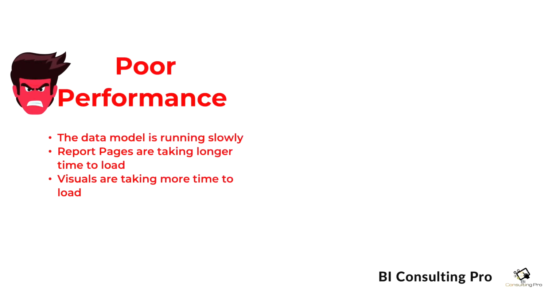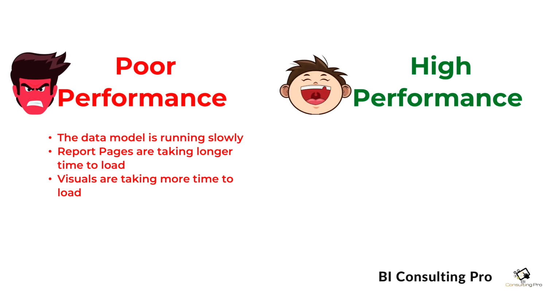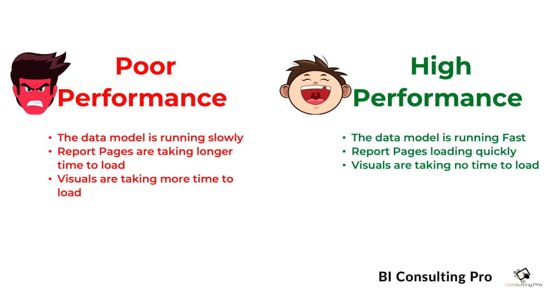In case of poor performance, the data model is running slowly, report pages are taking longer to load, and also the visuals are taking more time to load. When we say that the report is performing well or the performance is high, that means the data model is running fast, report pages are loading quickly, and visuals take almost no time to load. That can happen once you do the fine tuning of your report, and there are several ways to do that. We are going to learn everything about it in this session.